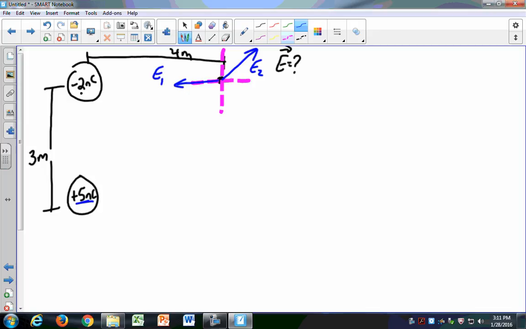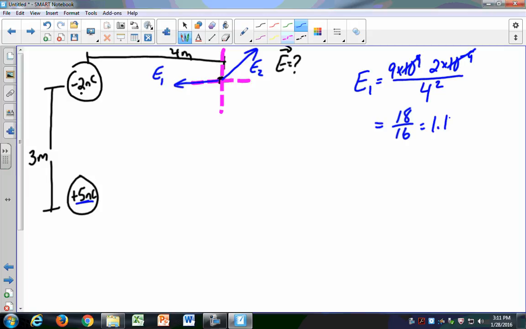So now we can do a couple things. Let's first find the magnitudes of E1 and E2. And so E1 will be K, which is 9 times 10 to the 9th, Q, which is 2 times 10 to the minus 9, divided by 4 squared. KQ over R squared. So this cancels. I get 18 over 16, which I get 1.125. I'll just call it 1.1. Okay, that's E1.